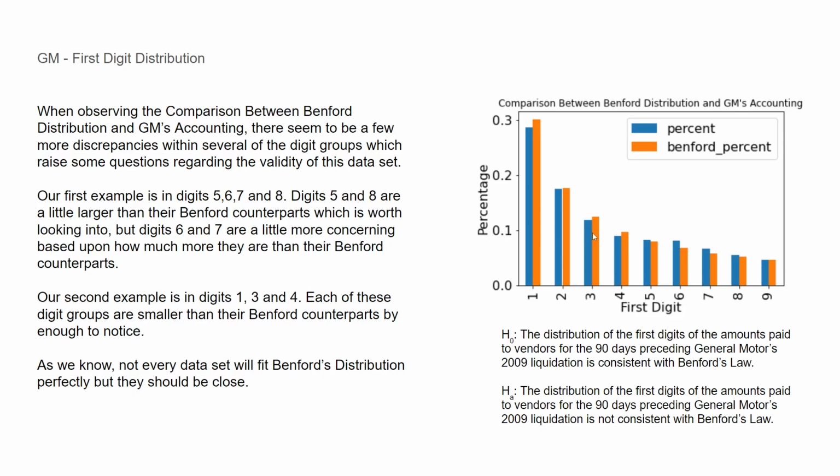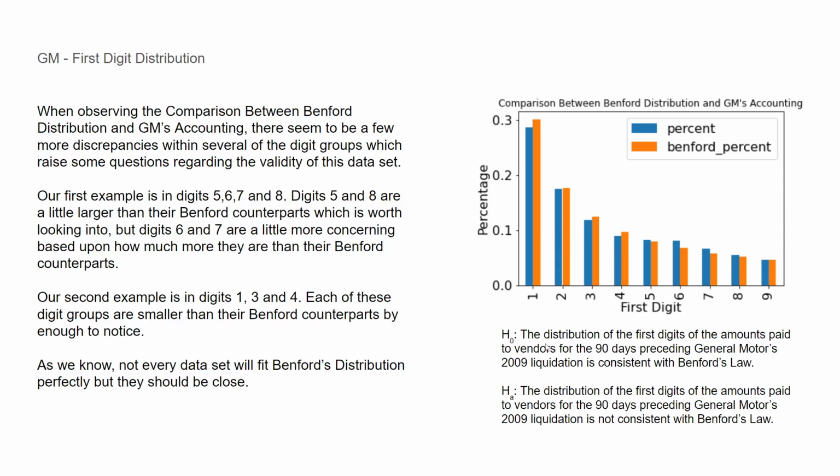Our second example is pretty much on the flip side, right? We see that the Benford percentage is higher in digits 1, 3, and 4. They are not significant, but small enough to notice. But as we know, not every data set will fit Benford's distribution perfectly, but they should be close. And it looks close, but we'll look into it.